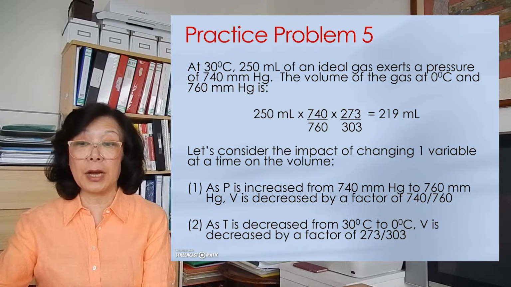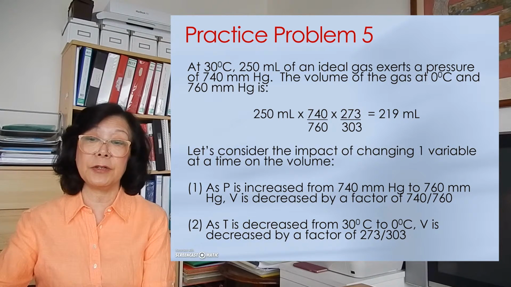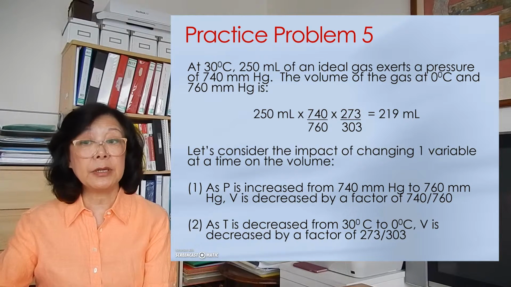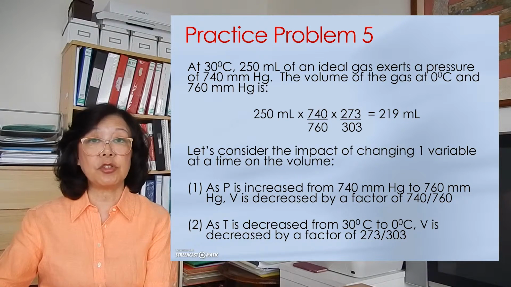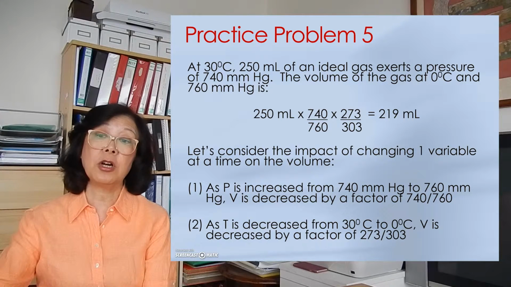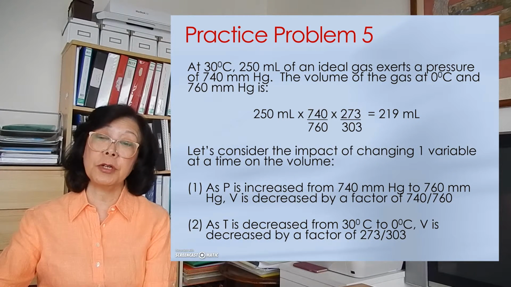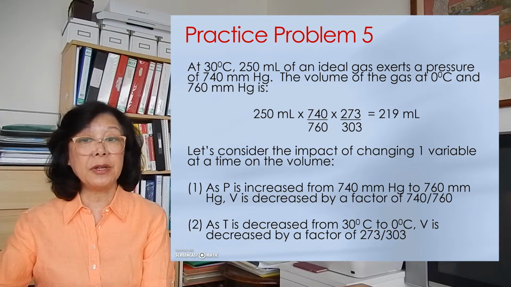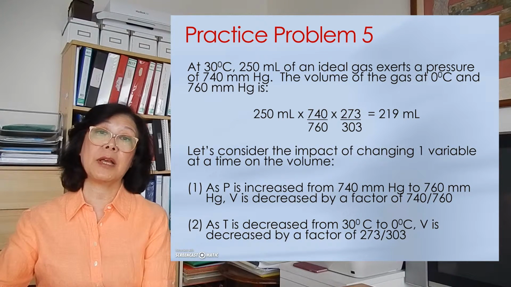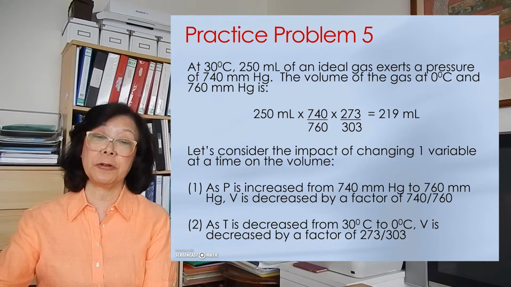Now I decrease my temperature from 30 to 0 degrees C. I would convert it into Kelvin, 303 Kelvin to 273 Kelvin. Now, as I decrease the temperature, volume also decreases. So I multiply that by a factor of 273 over 303, which is a factor less than 1. My final new volume is calculated to be 219 milliliters.